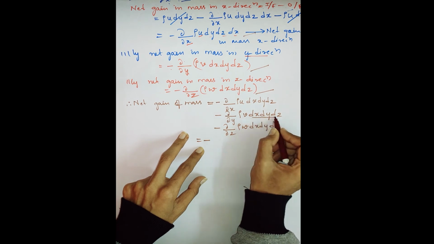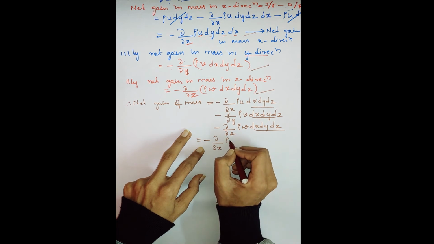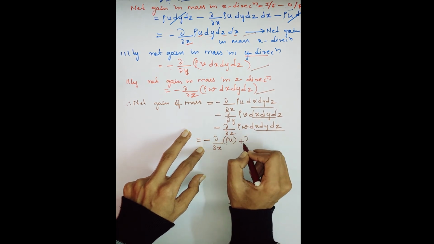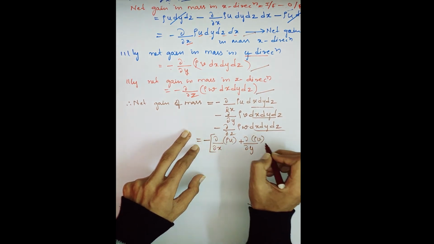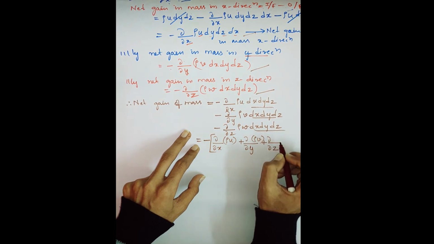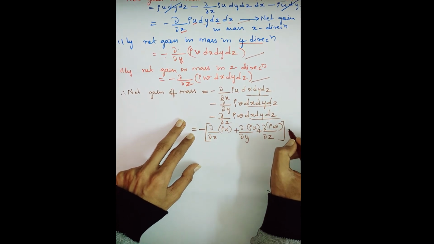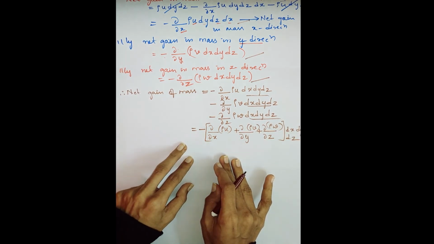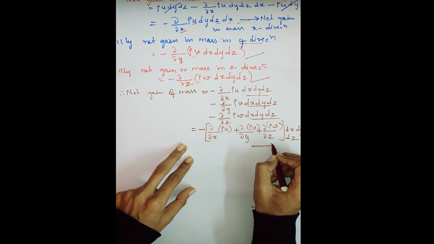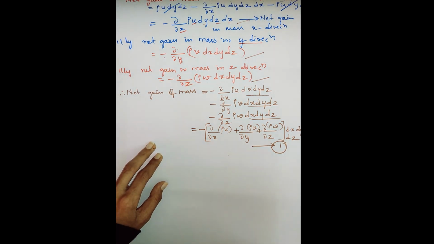And dx dy dz is common in all the terms. So minus [dou by dou x of rho into u plus dou by dou y of rho into v plus dou by dou z of rho into w] into dx, dy, dz. We'll name this as equation number 1. So that is the net gain of masses.